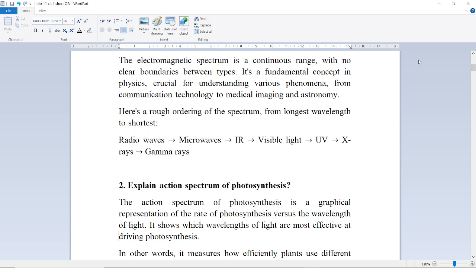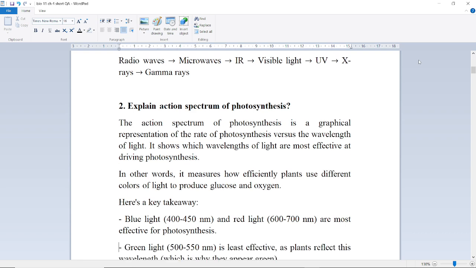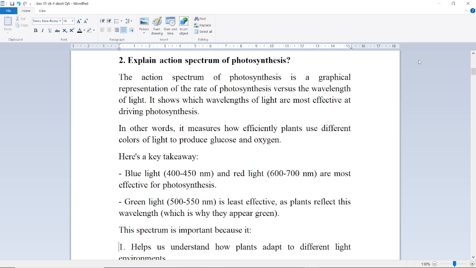Here's a rough ordering of the spectrum from longest wavelength to shortest: radio waves, then microwaves, then infrared radiation, visible light, ultraviolet radiation, X-rays, and gamma rays. Next question is, explain action spectrum of photosynthesis.